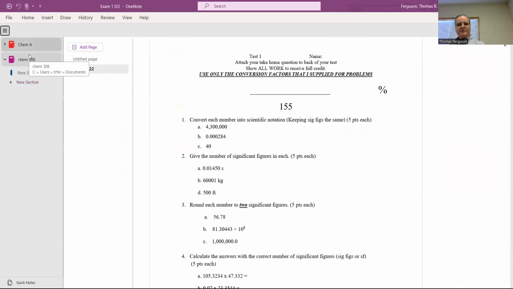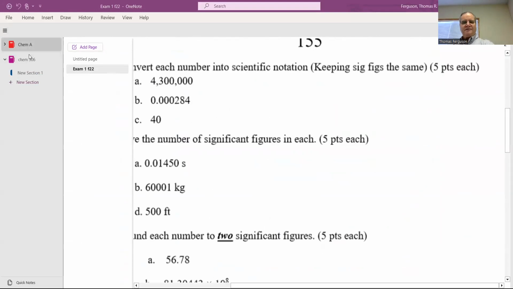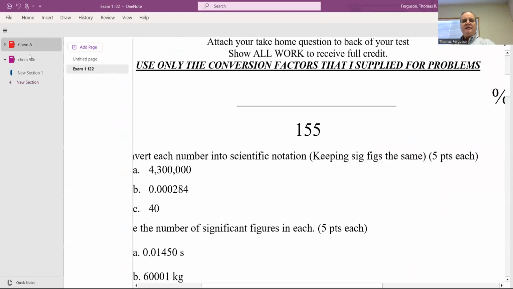Okay, what I'd like to do now is go over this test. Now, the tests have raw points, and they have percentage points. All tests are worth 100 percentage points. So I convert the raw points. Usually I try to put this on there so I don't have to write it down for each test I grade.